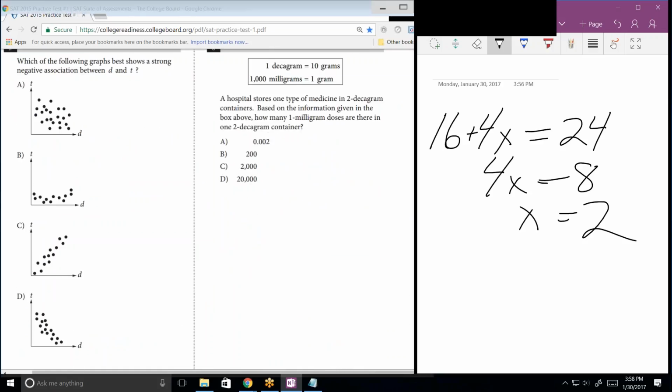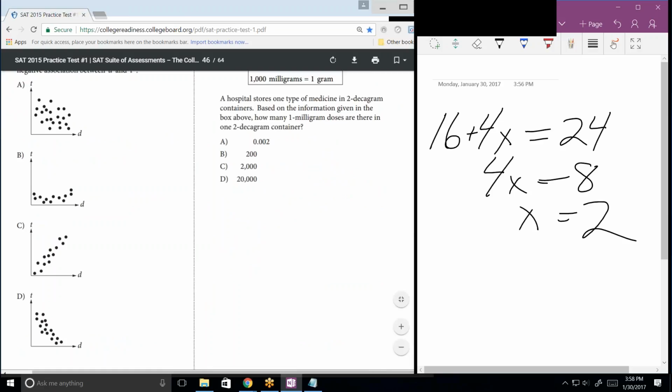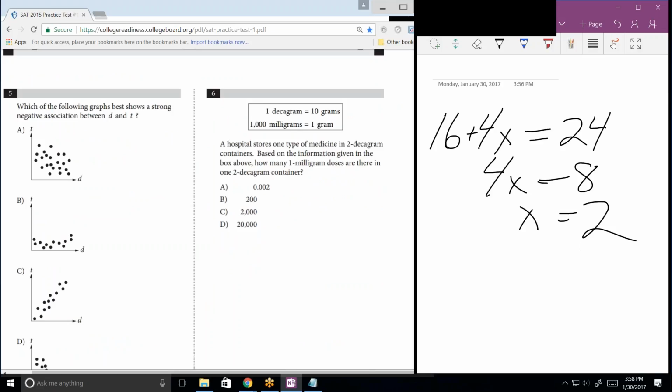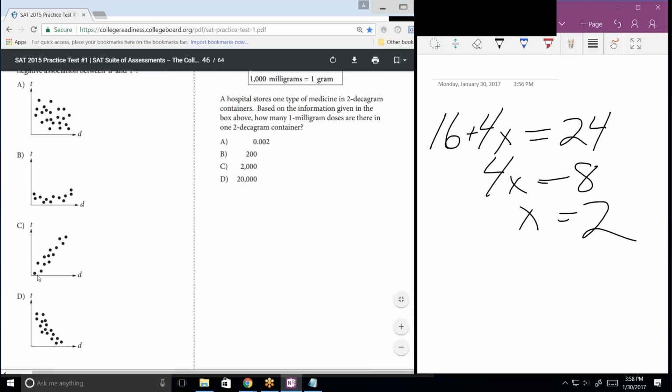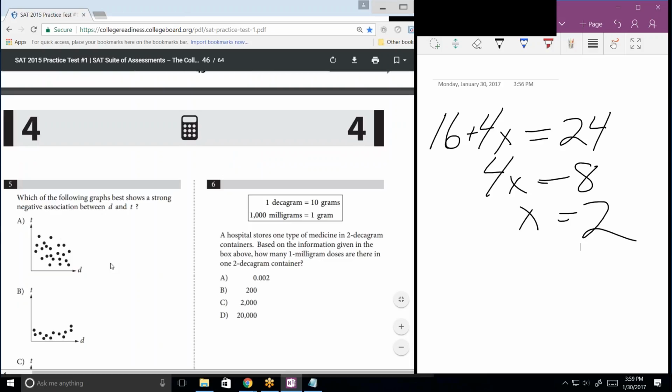Number 5. B. Hold on. Yeah. Strong negative association would be D. Yes. The only one that even has a positive association is C. And that's because if you were to draw a line through the beginning and last points, you'd have a straight line pretty much. Whereas A, you couldn't even draw a line through those points. B, it would be more of a horizontal line. But D would be pretty much a straight line with a negative slope. And that's what a negative association means.